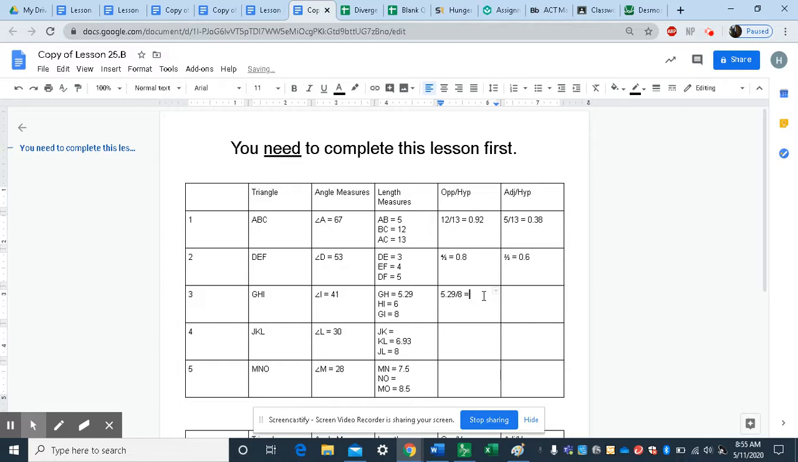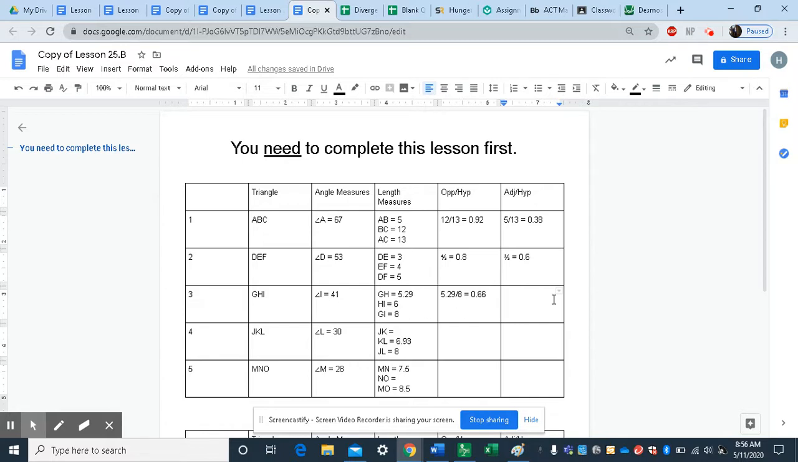So then we're going to type it in our calculator. So we have 5.29 divided by 8, which gives us 0.66. Right, I type it in my calculator, I get 0.66125, but because we're rounding to 2 decimal places, the 1 means that we don't round up, so we leave it as 0.66. And now for our adjacent over hypotenuse, we're going to put our other side over our hypotenuse.